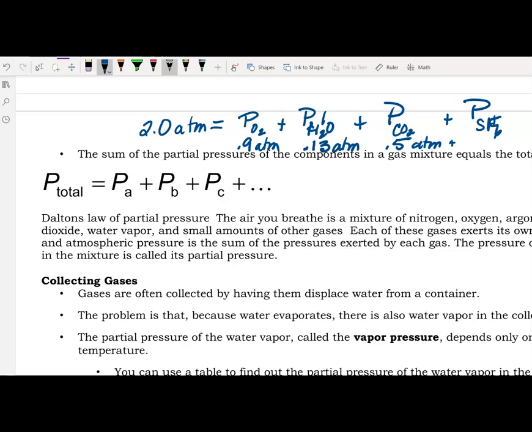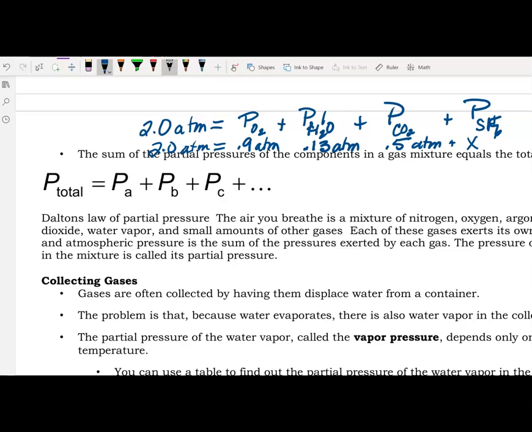1.17. How did you get that? It's basically 2.0 and you subtract 0.9, 1.3, and 0.5. Why do we subtract it from the total? Because it's a cumulative thing. All the pressures added together equal the total.